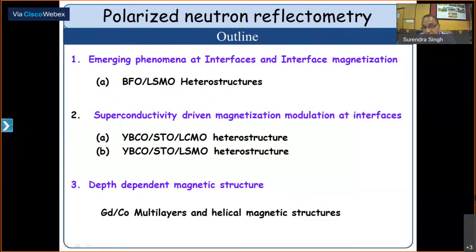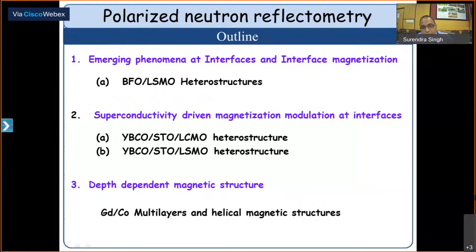And then I will briefly discuss one system which is called BFO LSMO heterostructures. In this case, I will explain how we have studied this system using polarized neutron reflectivity. Of course, we also have to do other characterizations, like structure characterizations and macroscopic magnetizations. So we also use other techniques in addition to polarized neutron reflectivity.